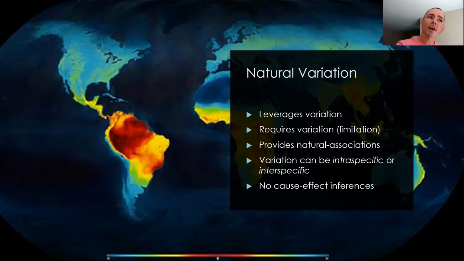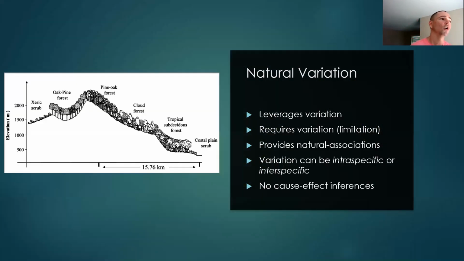So intraspecific variation looks at different populations of the same species, akin to my halictid bee example that I just provided you. And so you might say, hey, at the top of this hill here, there might be a different kind of social structure than at the bottom of the hill.